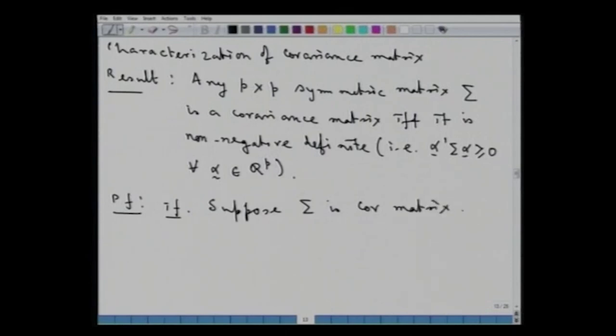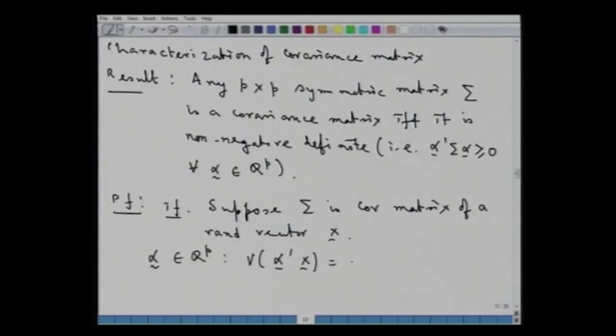Covariance matrix of some random vector x. Then we take an alpha belonging to R to the power p, and then what we can say is the following: the variance of alpha prime x. Note that this alpha prime x is a scalar random variable, so it's the linear combination of the elements of that p-dimensional random vector.